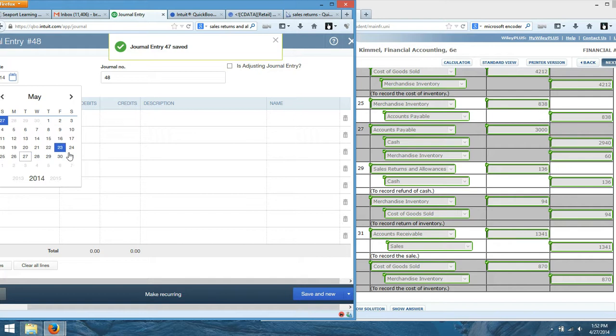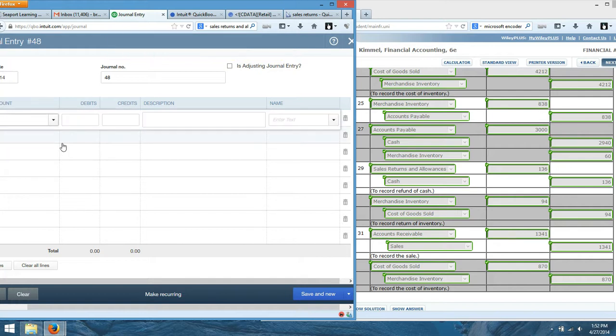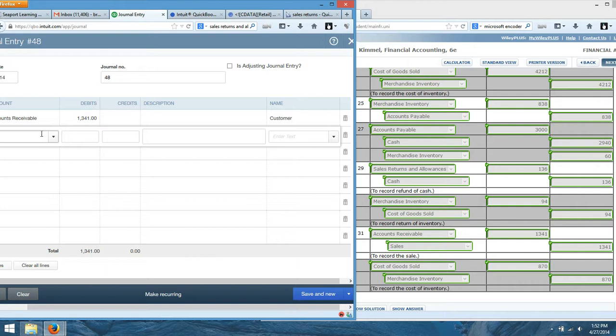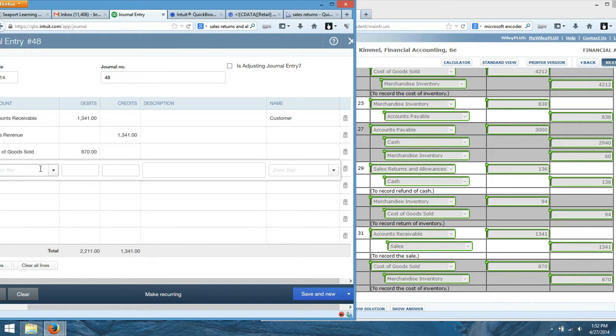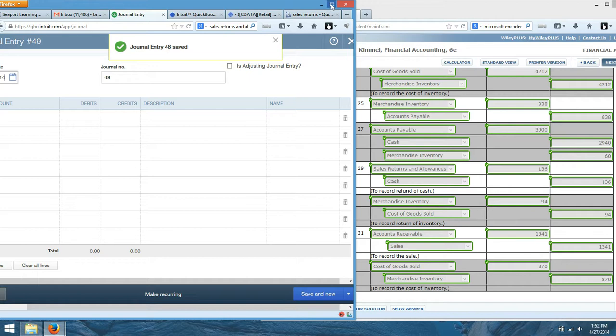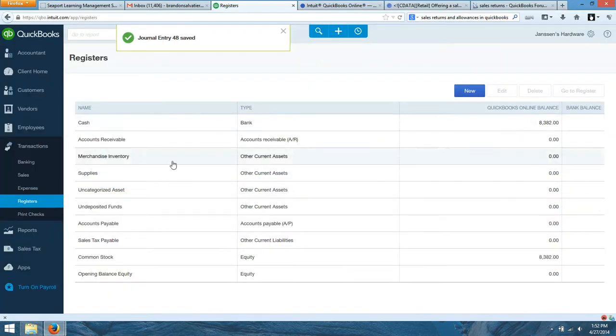Our final entry is going to be accounts receivable in the amount of $13.41. That's going to be from a customer. Sales revenue, the amount of $13.41. Cost of goods sold is going to be $8.70. And then our merch inventory is also going to be for $8.70. Save and new. We're done with this. That was the last entry. Let's get out of here.